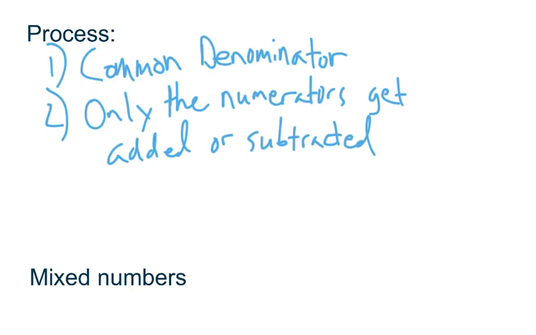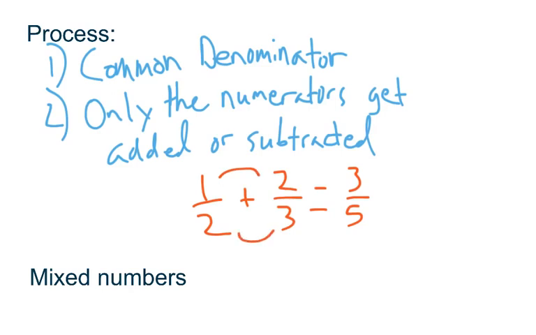One thing that drives math teachers absolutely crazy is when we have a problem like this and people say it is equal to 3/5 because they added the 1 to the 2 and the 2 to the 3. That is not how that works. So please do not do that.